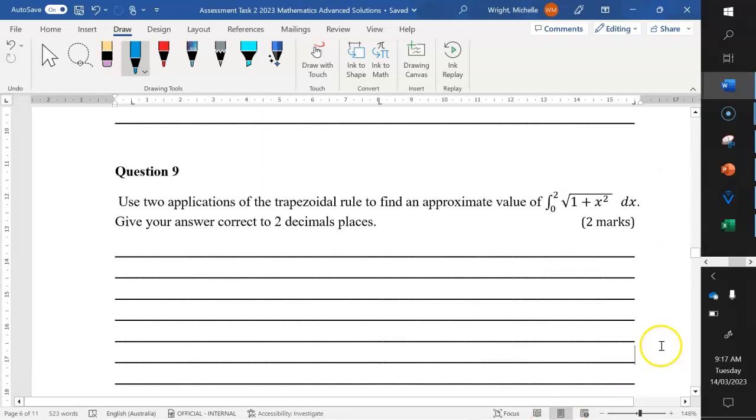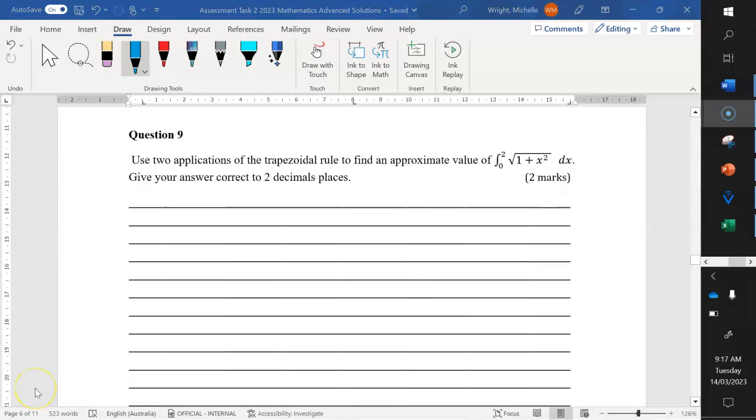Question 9. Let's have a look at this one. Okay, so question 9 says, use 2 applications of the trapezoidal rule to find an approximate value between 0 and 2 of the square root of 1 plus x squared with respect to x. And we want to answer to 2 decimal places. So there's a bit of information in there.